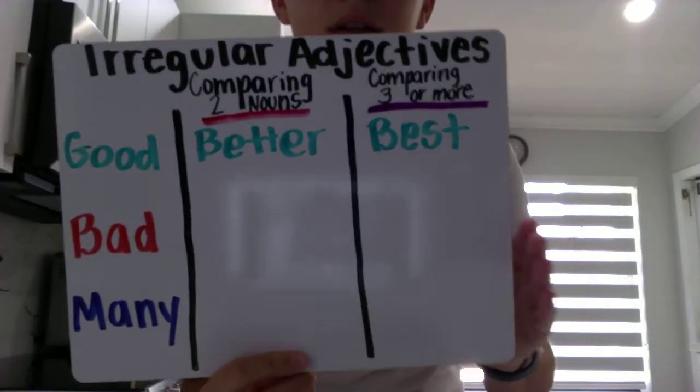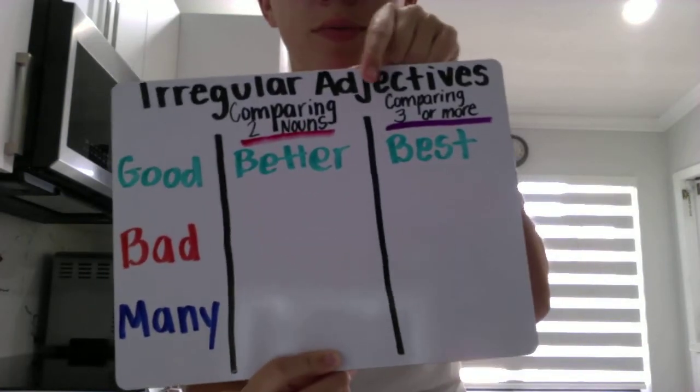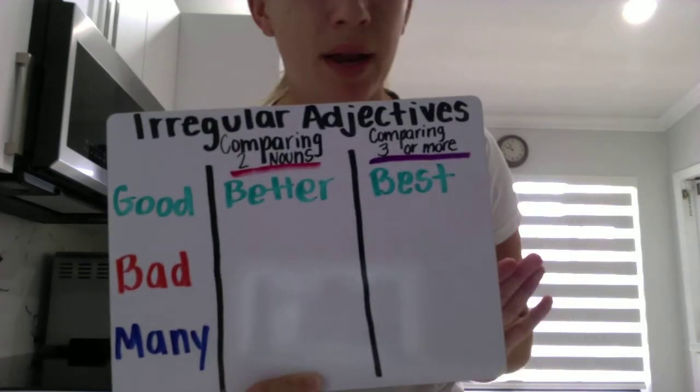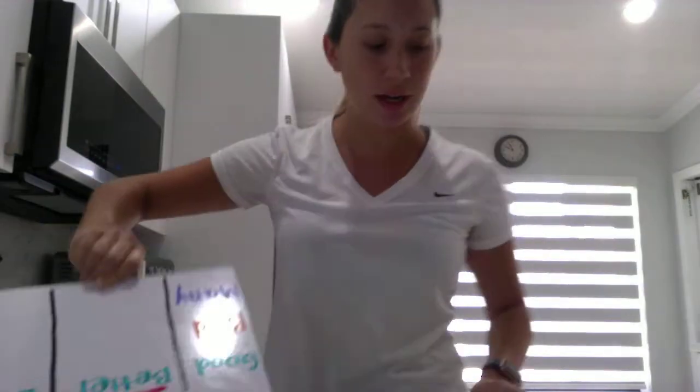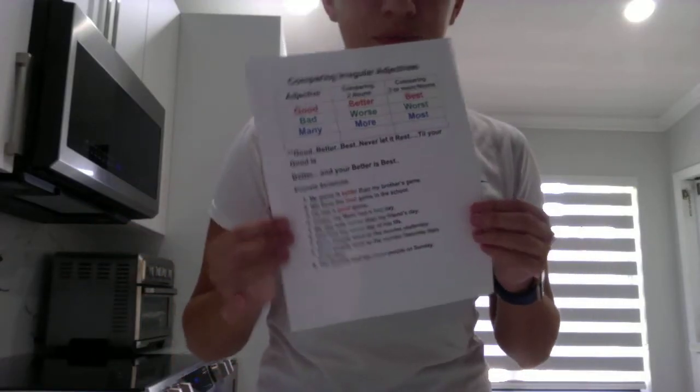Now, look how we don't have gooder for the 2. We don't have goodest for the 3. We change the spelling completely. Now, there's a little song that you're going to get in a graphic organizer tomorrow. And it says, good, better, best, never let it rest till your good is better and your better is best. So it kind of helps you remember good, better, best, the order that it goes in. All right? So you'll be able to practice it.